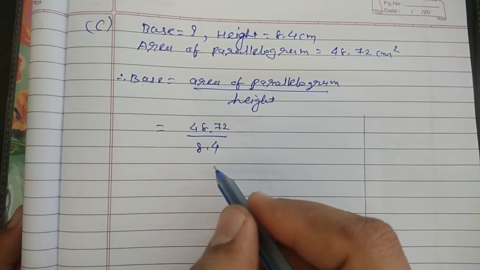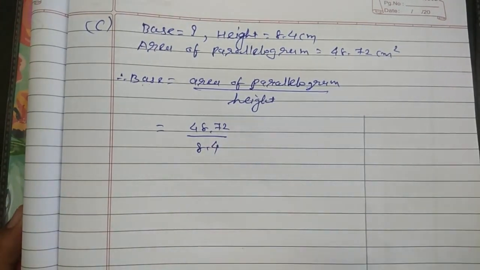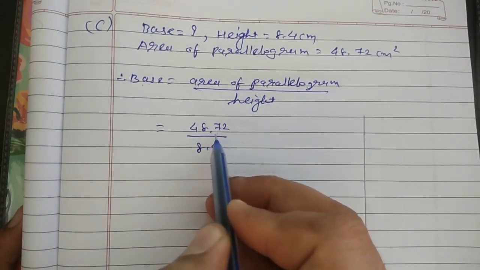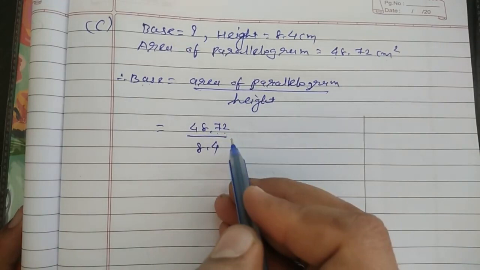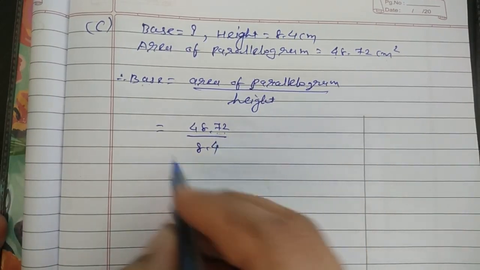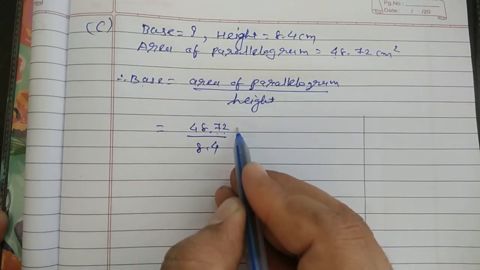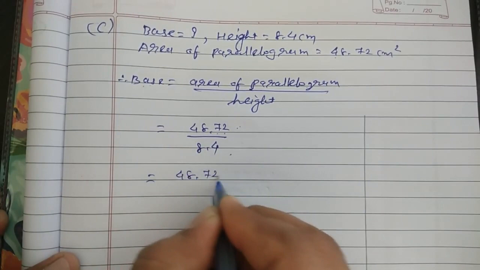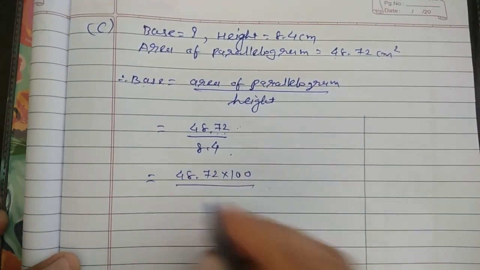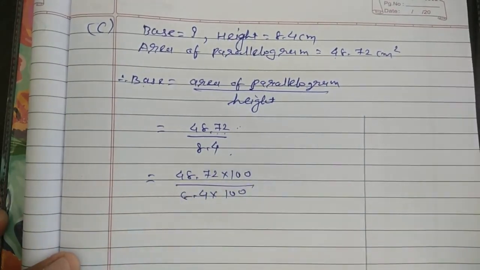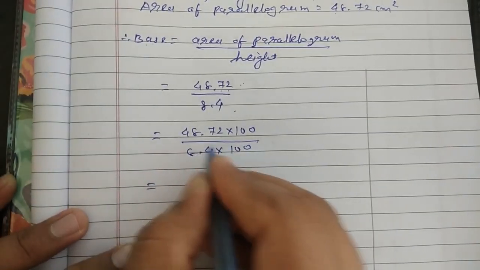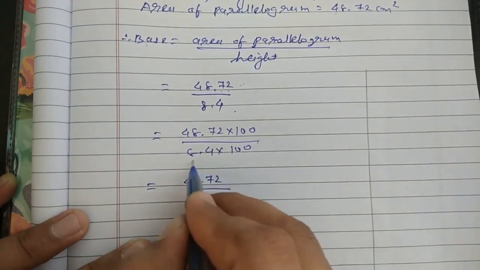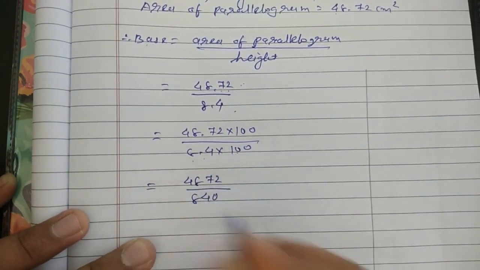Now here we have to do this division. Before we do this division, we will convert these two numbers into whole numbers. As we can see, the numerator has more decimal places, 2 decimal places, so we will multiply by 100. Whatever we multiply in the numerator, we have to multiply in the denominator too. So that is equal to 48.72 multiplied by 100 divided by 8.4 multiplied by 100. Here 48.72 multiplied by 100 is 4872, divided by 8.4 multiplied by 100, which is 840.